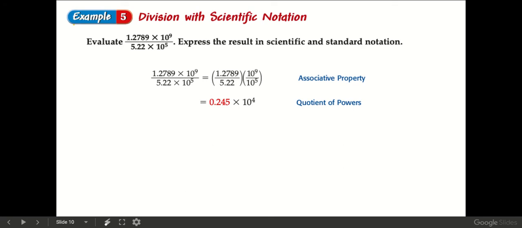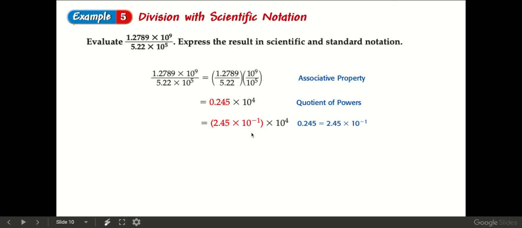Again, we want to identify that this value out in front is not between 1 and 10, so it's not quite in scientific notation yet. I need this decimal to be between the 2 and the 4, so I need it to be 2.45. So I'm going to rewrite this in scientific notation. 2.45 times 10 to the negative first, which is like dividing by 10, would be equivalent to this. These two things in red are equivalent to each other. But now it is a value between 1 and 10. 2.45 falls between 1 and 10.